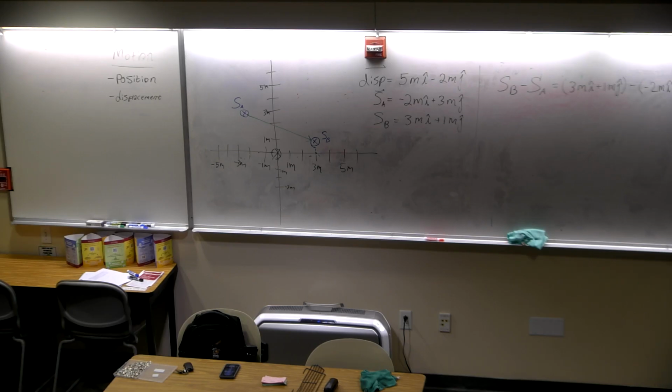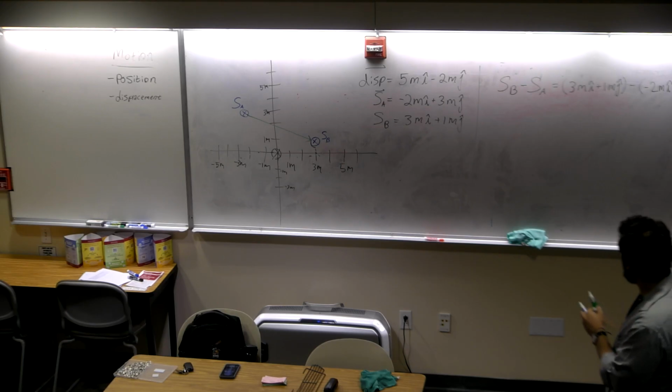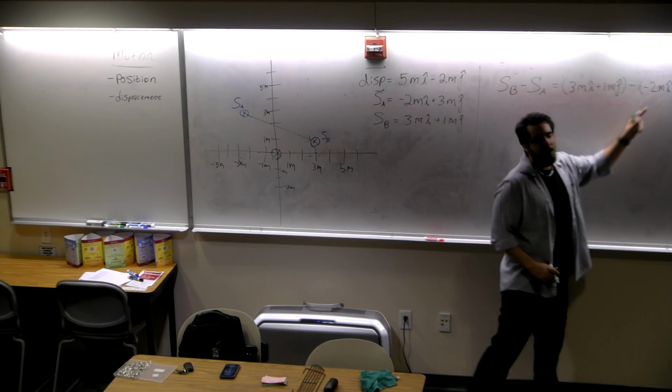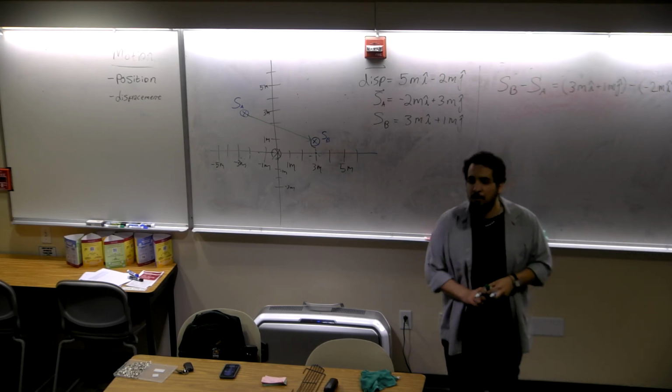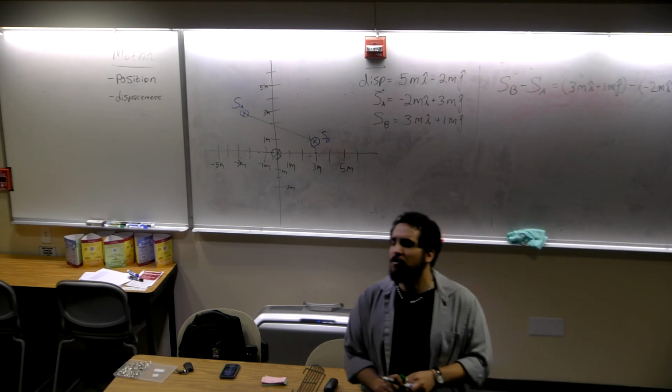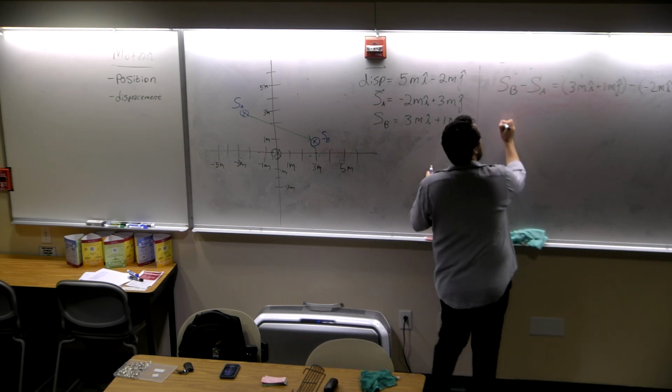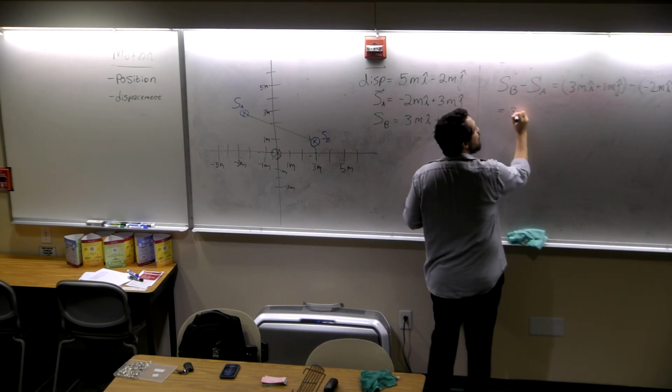Negative negative 2 gives you a positive 2 meters i hat, and a negative positive 3 meters, a negative 3 meters j hat. So we distributed in that negative. And at this point, it's just algebra. All we're doing is algebra.